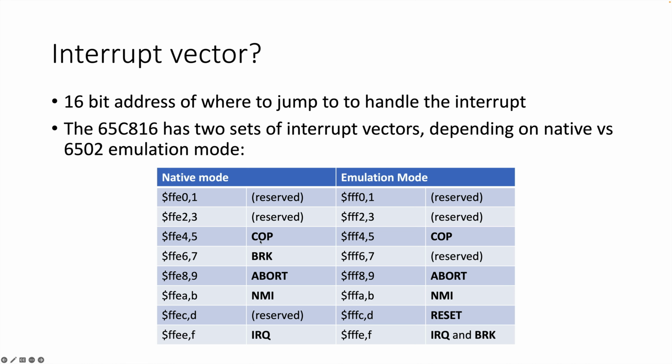And we can see, for example, if we're in native mode and we receive a non-maskable interrupt, the CPU will jump to the address that is stored at this memory location in the ROM. If it's an IRQ, then it will check this location in the ROM, etc. And there is a special case in 6502 emulation mode where IRQ and break are using the same interrupt vector, and it's the job of the interrupt handler to distinguish between the two. And of course, there is no reset vector in native mode because the CPU will always reset into emulation mode.